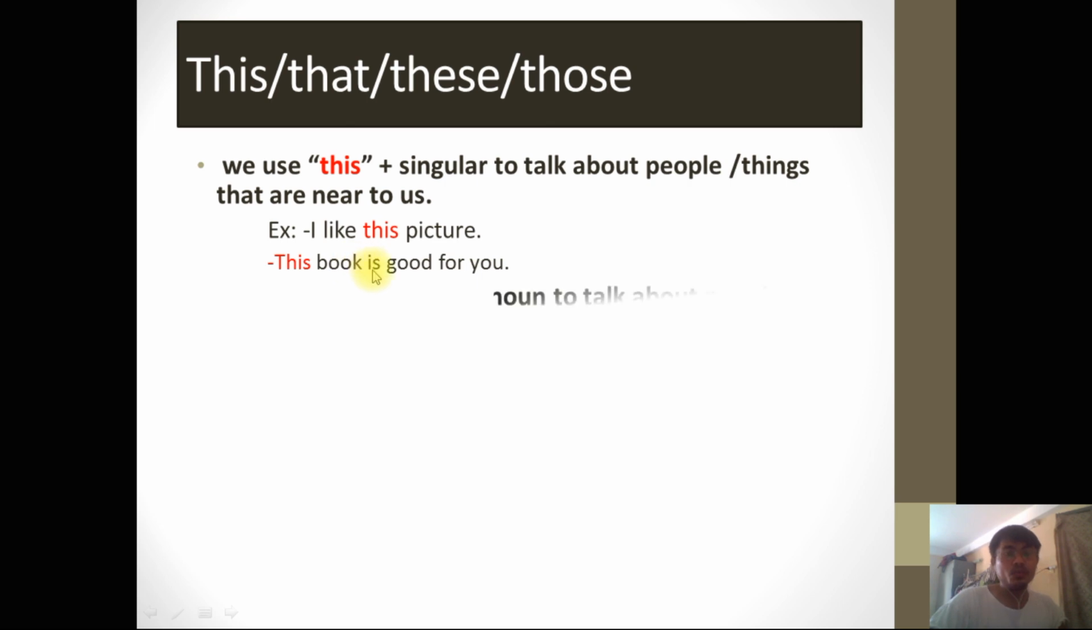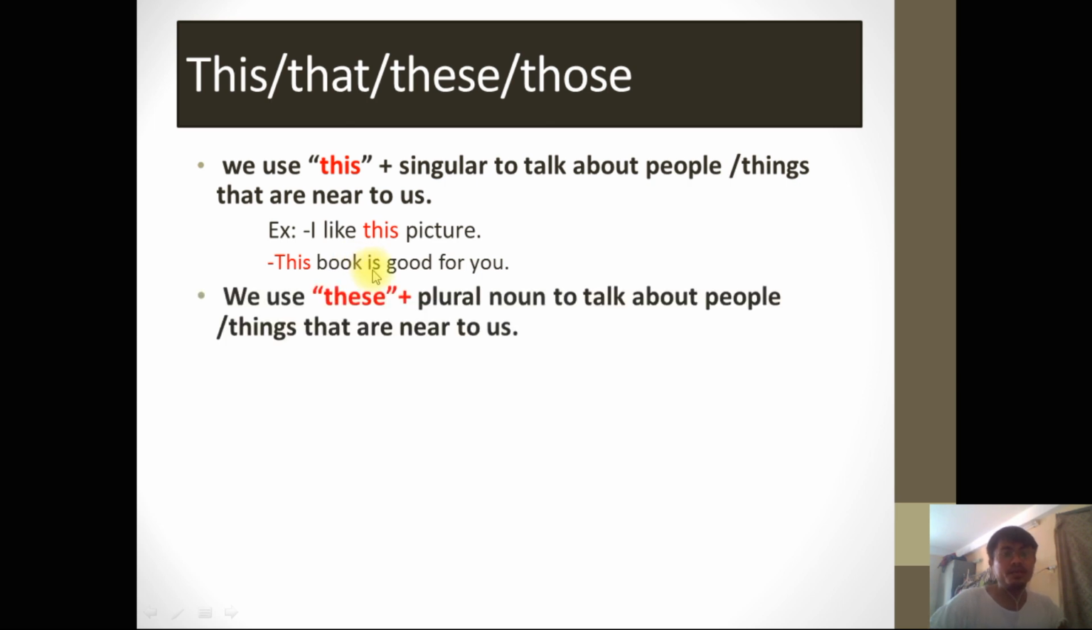Okay, now another one. What we're talking about is these. The pronunciation is different from this one. We can use these plus a plural noun to talk about people or things that are near to us.